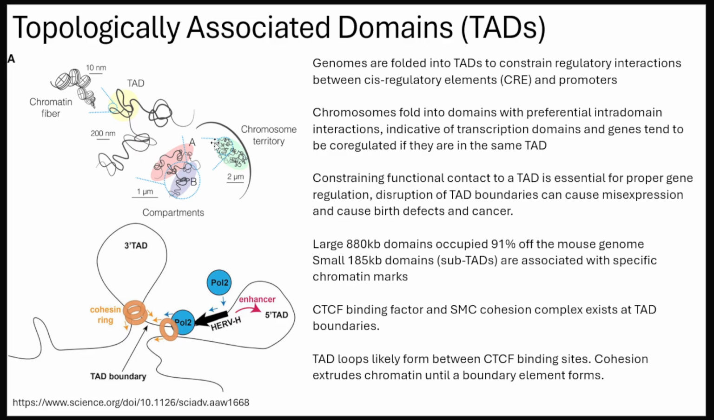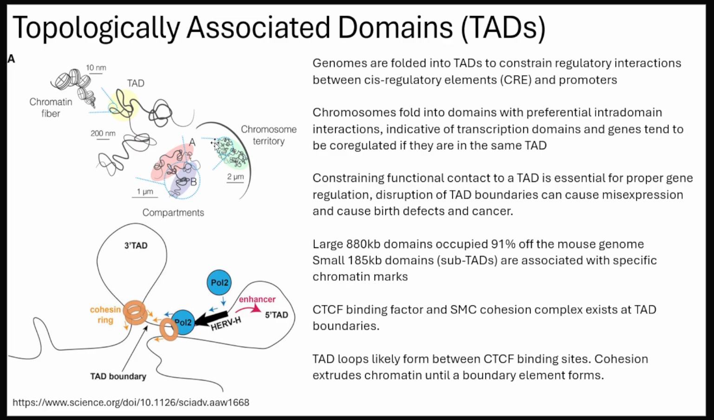Chromosomes will fold into these domains, with preferential intra-domain interactions being indicative of these domains, and these genes tend to be co-regulated if they're in the same topologically associated domain. What that means is that you'll have multiple loops in the same segment, and they could be in the same territory, so they're co-regulated. These could be perhaps the same pathway or doing sort of the same functions, so they're co-regulated or correlated with each other. Constraining the functional contact to a topologically associated domain, again, is essential for proper gene regulation.